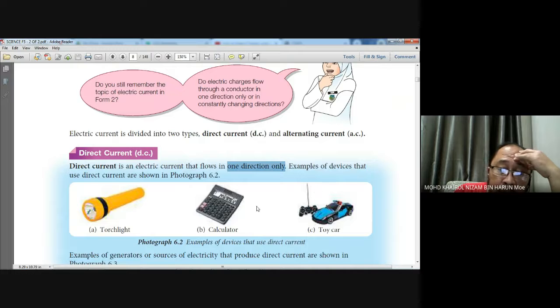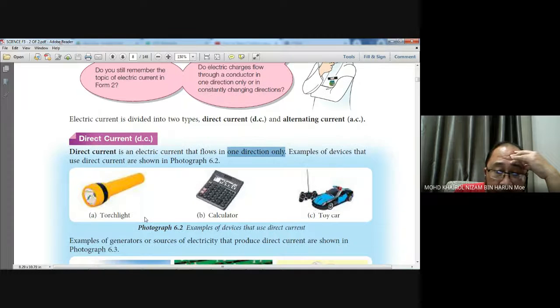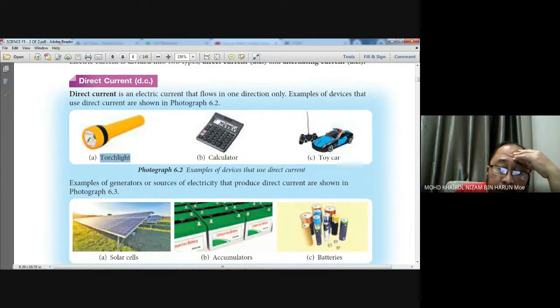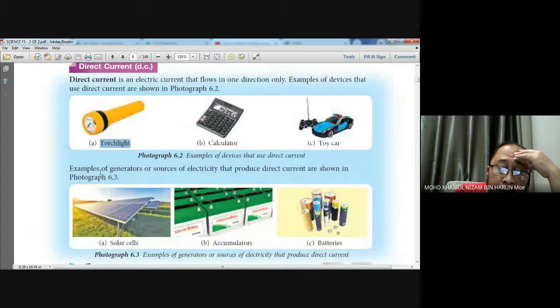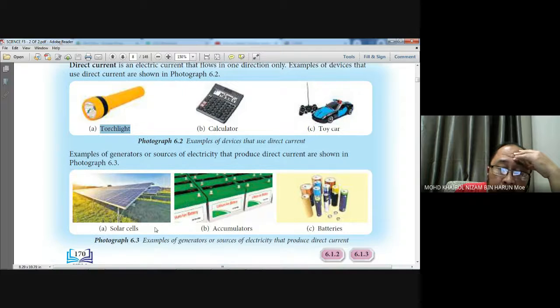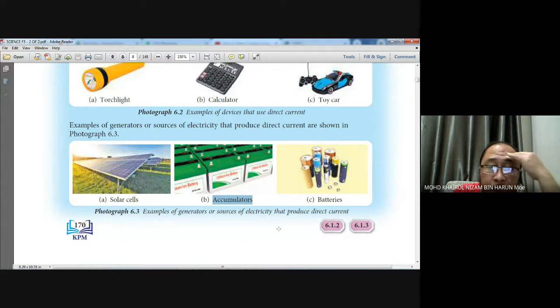The devices that use this direct current are given here. For example, torchlight, calculator, toy car. Generators, examples of generators or sources of electricity that produce direct current are shown here: solar cells, accumulators, and batteries. Accumulators is a vehicle's battery to produce direct current.